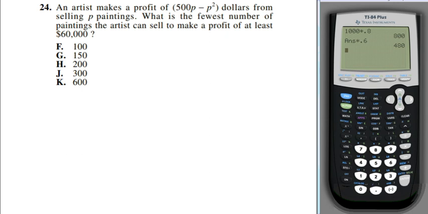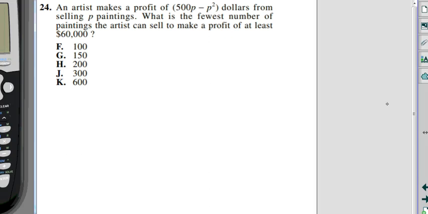An artist makes a profit of 500p minus p squared dollars from selling p paintings. What is the fewest number of paintings the artist can sell to make a profit of at least $60,000? All right, so there's a few different ways to do this, a few ways by hand. The calculator is the easiest way, and there are several ways to do this in the calculator as well. What I would do is I would go to y equals, and I would type in my profit equation there. So we've got 500. Now I can't use p, I'm going to use x minus x squared.